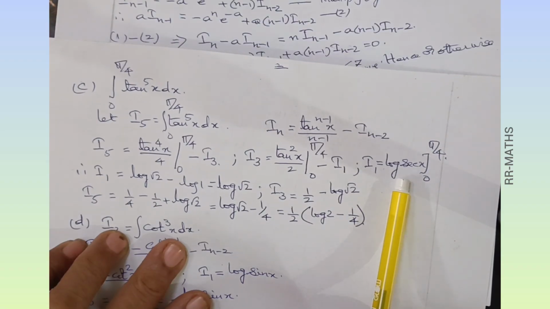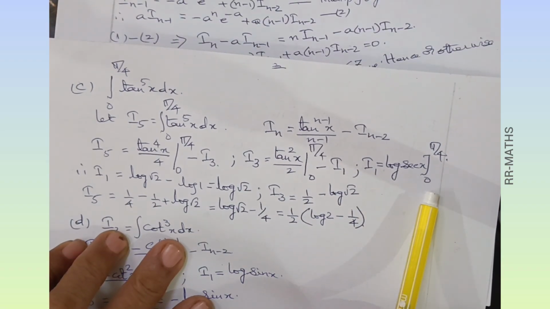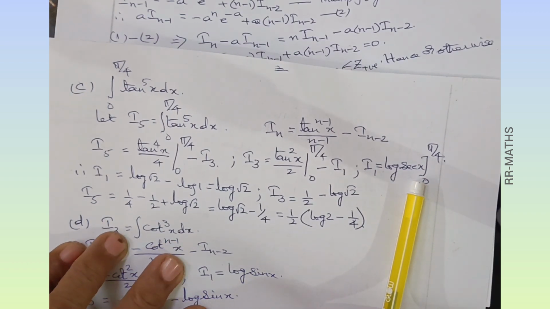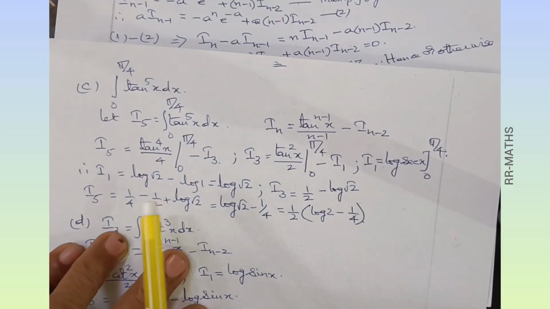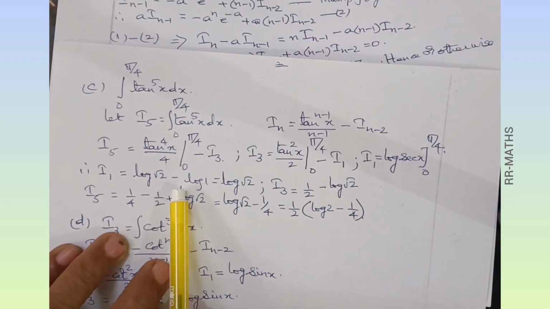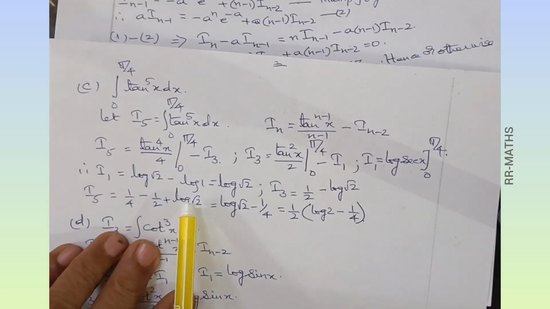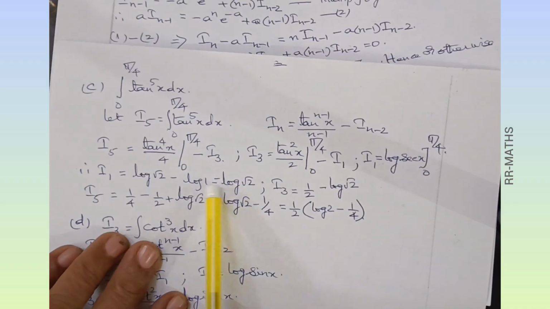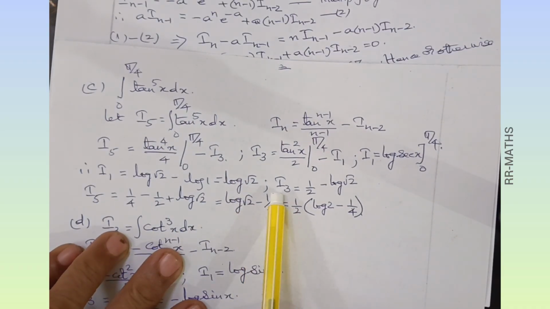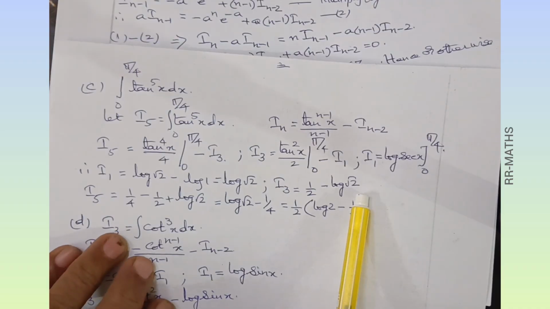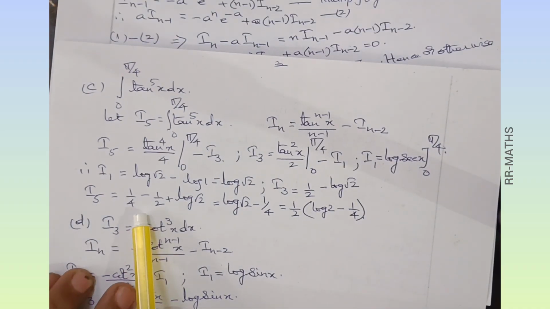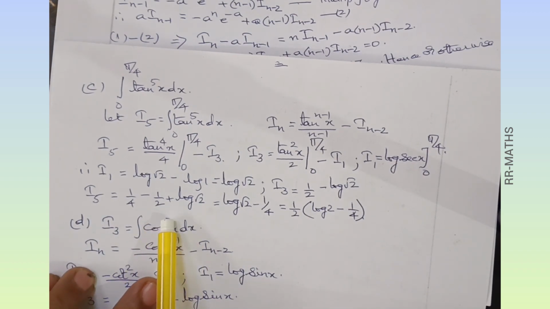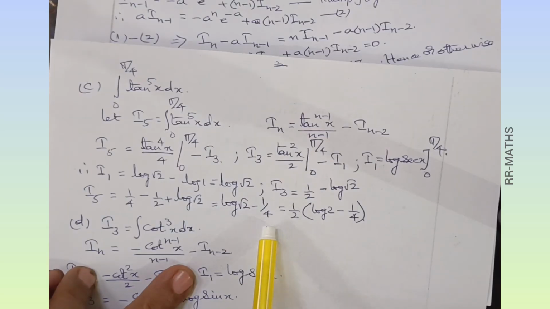Now I1 gives us an answer as log secant x, limits varying from 0 to pi by 4. Now log of secant of 45, secant 45 is going to be root 2. So your value for I1 is going to be log root 2 minus log of secant 0. Secant 0 value is 1, log 1. But value for log 1 is 0, and therefore I1 reduces to log root 2. You go back and substitute for I3, you get half minus log root 2, and I5 becomes 1 by 4 minus half plus log root 2. 1 by 4 minus half reduces to minus 1 by 4. So it is log root 2 minus 1 by 4.